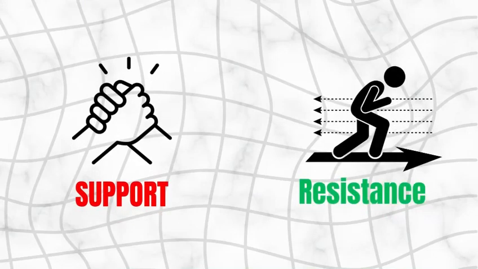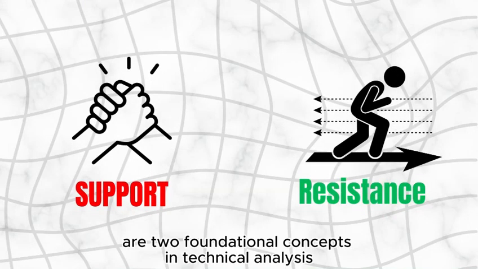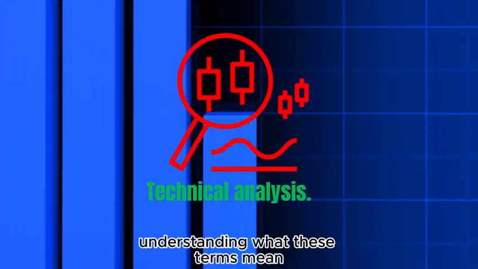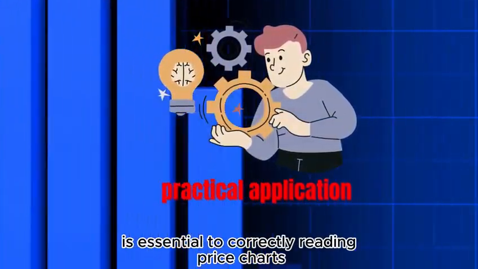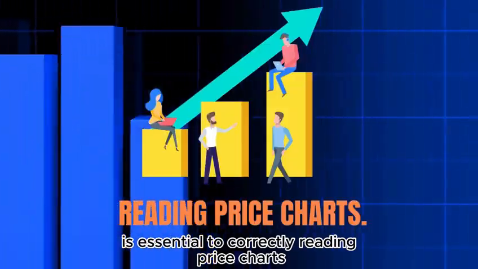Support and resistance are two foundational concepts in technical analysis. Understanding what these terms mean and their practical application is essential to correctly reading price charts.